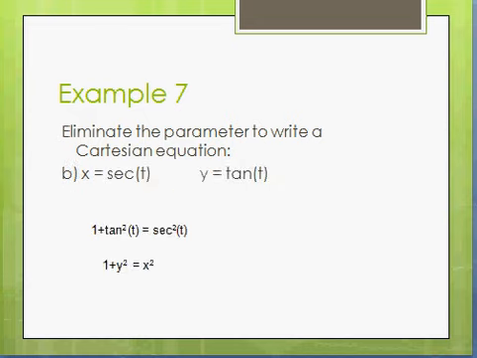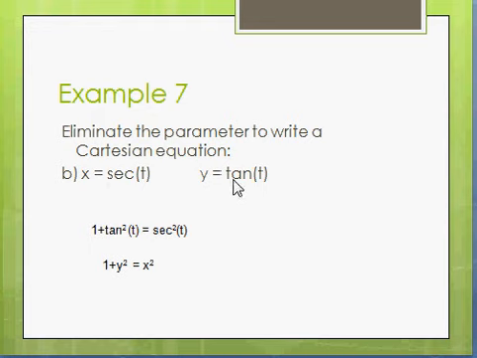Part B, involving trigonometry. So with trigonometry, it's not so easy. I'm not going to use an inverse trig function and try to solve for t. That's not going to be what we want to do here. It's not as easy to just get t by itself.